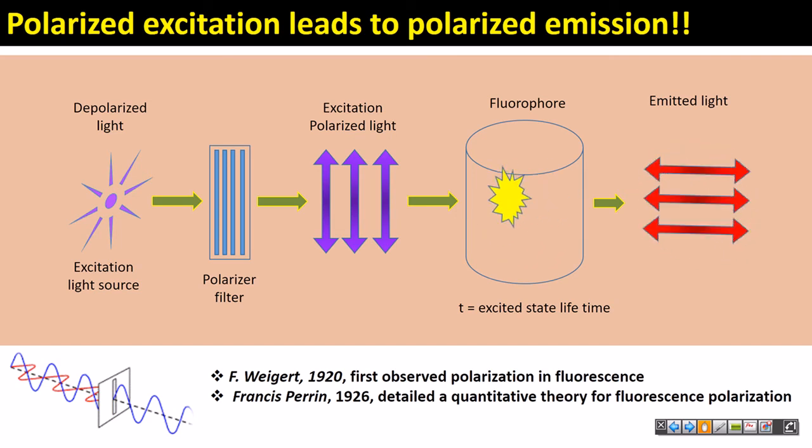As I mentioned, there is a time called the lifetime of the fluorophore, which takes some time to emit. Once it gets excited there is a time gap, and by that time it will move to some other orientation. That's why it will emit light in some other direction compared to the excitation. That's why in total you are going to get depolarized light.